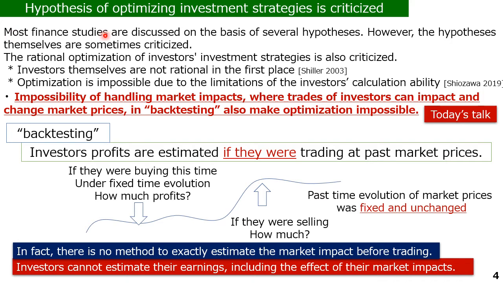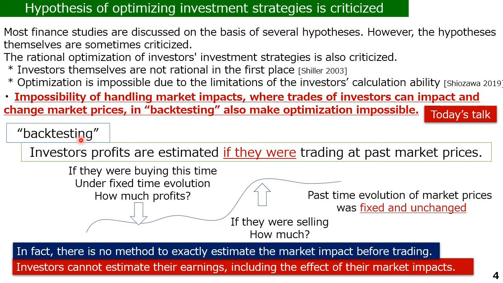Most financial studies are discussed on the basis of several hypotheses. However, the hypotheses themselves are sometimes criticized. One of them, the rational optimization of investors' investment strategy, is also criticized. There are many reasons, but in this talk, I will treat this reason: impossibility of handling market impact, where trades of investors can impact and change market prices, in backtesting also makes optimization impossible.